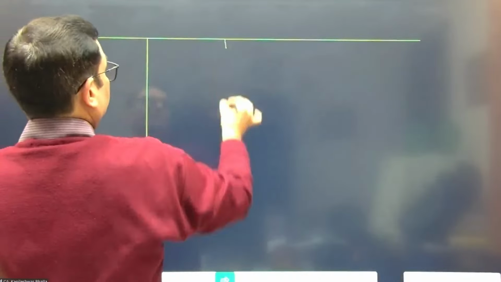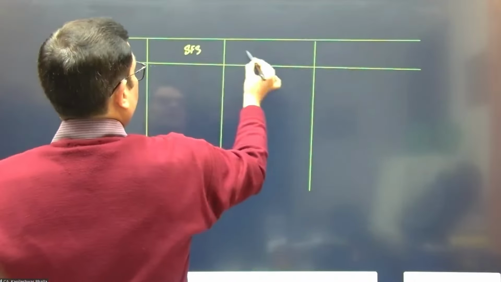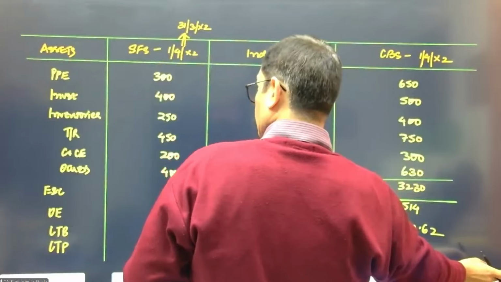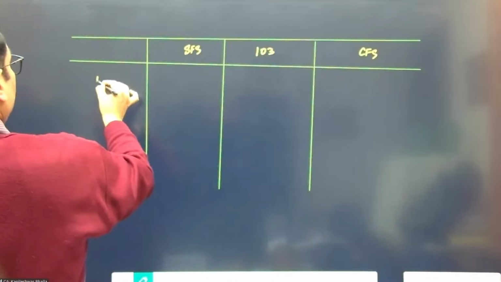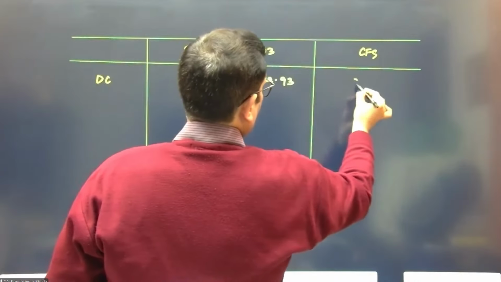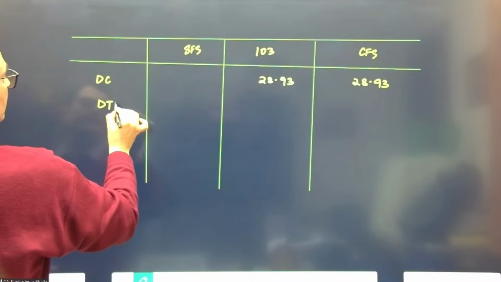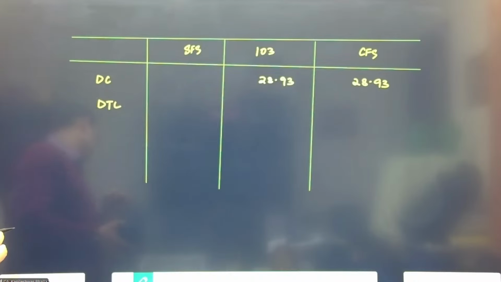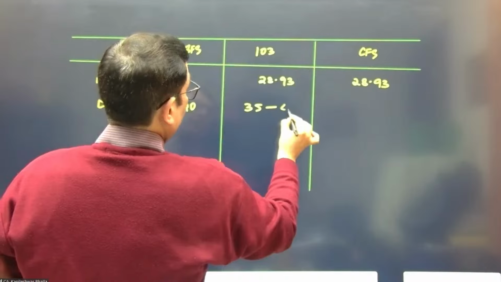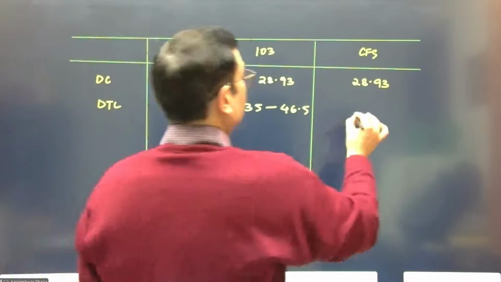So liability side continued. Separate financials, 103 entry, consolidate financials. So there is a DC. I think DC would also be appearing out here. DC was 28.93, correct? Yes, sir. So that is another liability. Then I think there is a DTL. The DTL is appearing to the extent of 40 and 25. Then there was a DTA 46.5. So we can take this net figure. This is 28.5.